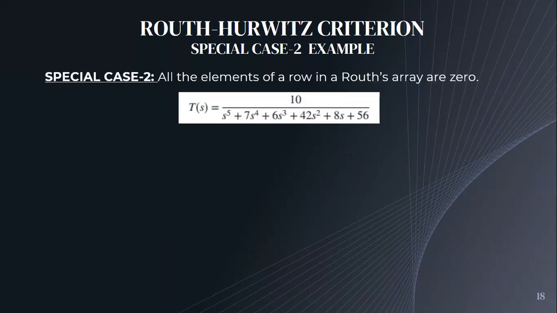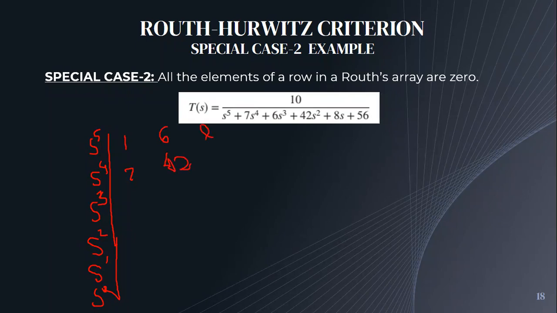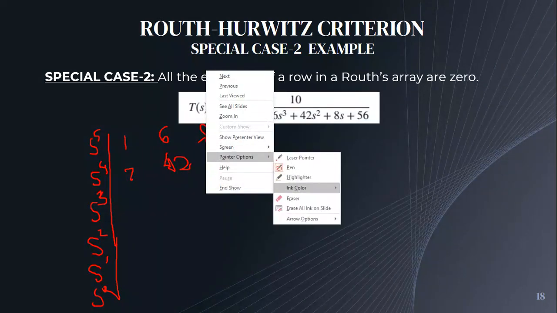So if I have an equation like this, and I form the Routh array, it will be s raised to power 5, s raised to power 4, s raised to power 3, s square, s raised to power 1, and s raised to power 0. So over here, if I write down the coefficients, I'll get 1, 7, 6, 42, 8 and 56. Again, I'll just correct it.